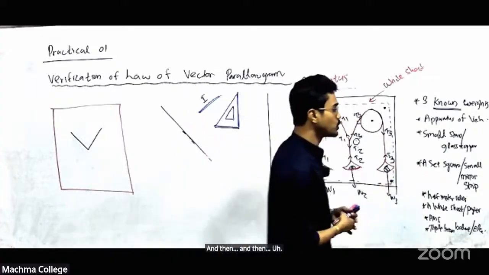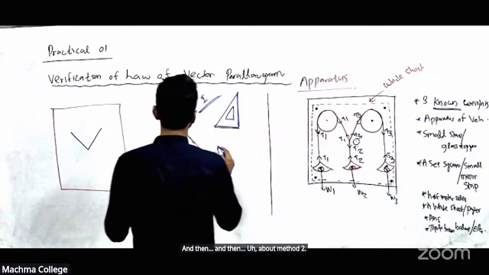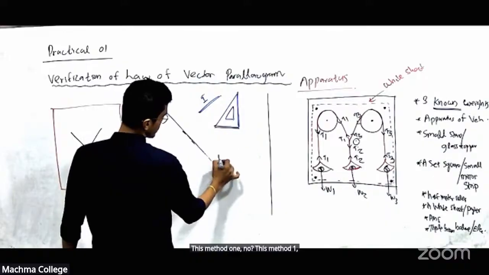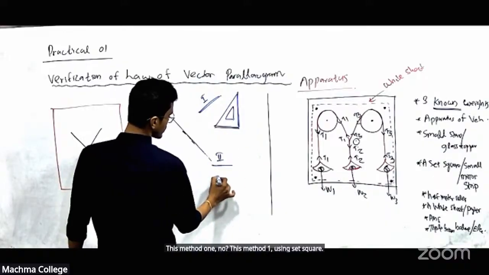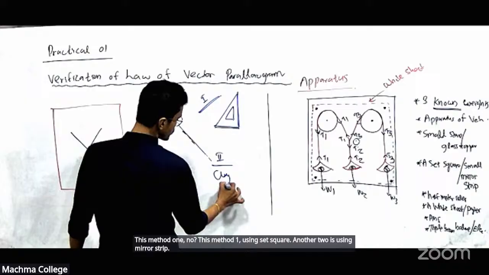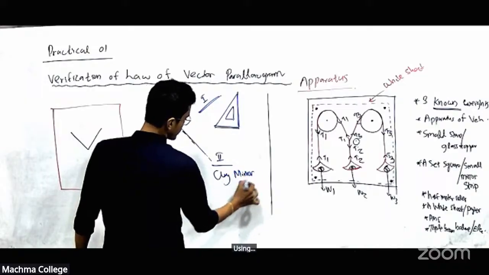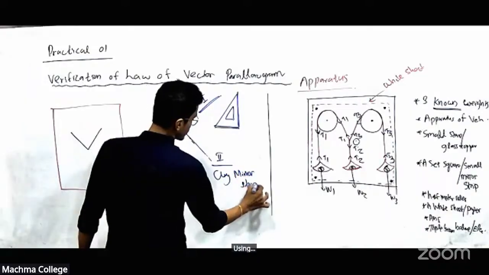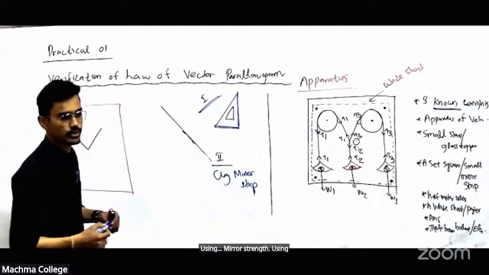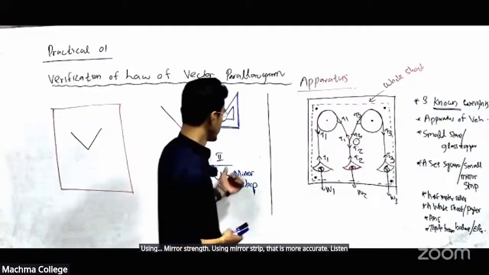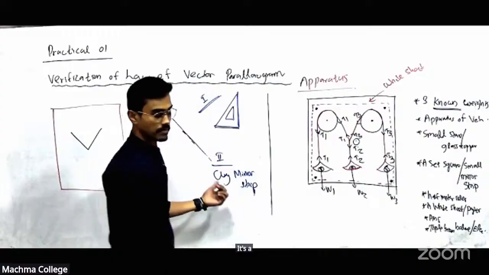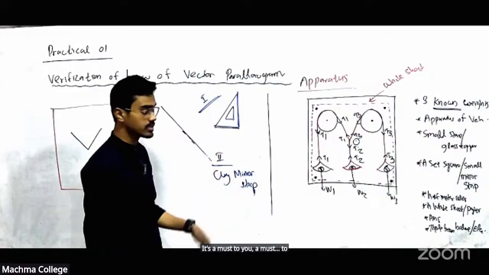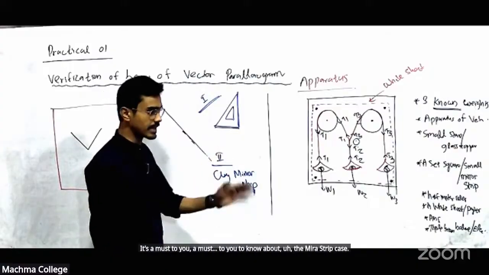About method 2. This is method 1, using a set square. And method 2 is using a mirror strip. Using a mirror strip is more accurate. Listen, therefore it's a must for you to know about the mirror strip case. That's the accurate case. Right?